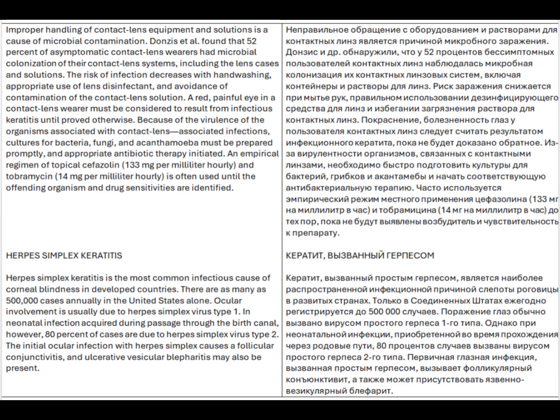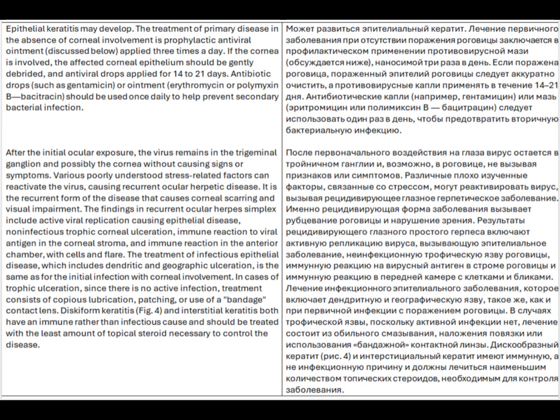Herpes simplex keratitis. Herpes simplex keratitis is the most common infectious cause of corneal blindness in developed countries. There are as many as 500,000 cases annually in the United States alone. Ocular involvement is usually due to herpes simplex virus type 1. In neonatal infection acquired during passage through the birth canal, however, 80% of cases are due to herpes simplex virus type 2. The initial ocular infection with herpes simplex causes a follicular conjunctivitis, and ulcerative vesicular blepharitis may also be present. Epithelial keratitis may develop.